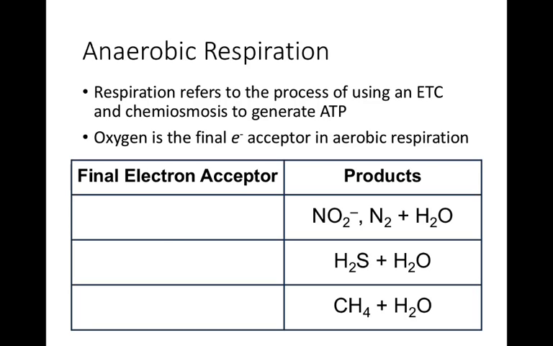So nitrate, sulfate, and carbonate. These are in order of their electronegativities. Nitrate is the most electronegative, carbonate is the least. This also puts them in order from best final electron acceptor, and what I mean by best is it gives us the most amount of ATP per molecule of glucose from those high energy electrons. Carbonate gives us the least, because of these three, it's the least electronegative.